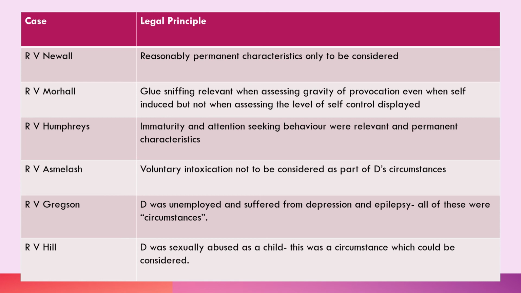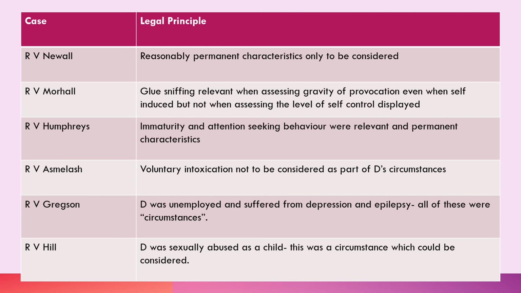So in fact, wouldn't be able to use. And indeed, intoxication is probably going to remove the defence anyway. In Humphreys, this was a young girl who was immature and had attention-seeking behaviour, and this was relevant and permanent characteristics, so it could be taken into account for the objective test. In Asmelash, this tells us that voluntary intoxication is not to be considered as part of the defendant's circumstances, so this is then consistent with diminished responsibility.